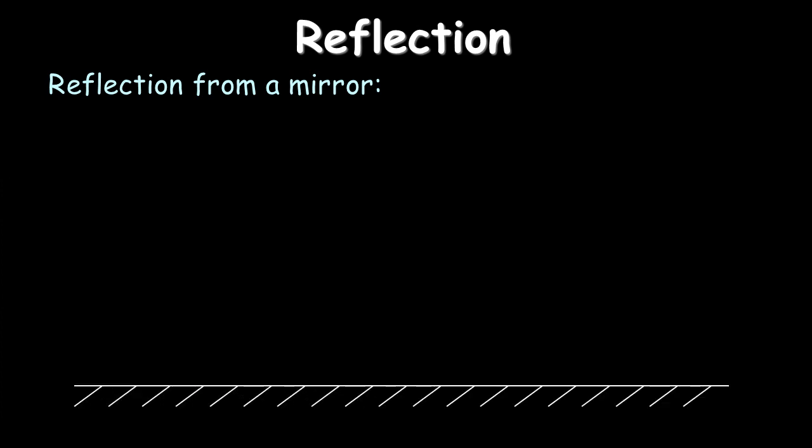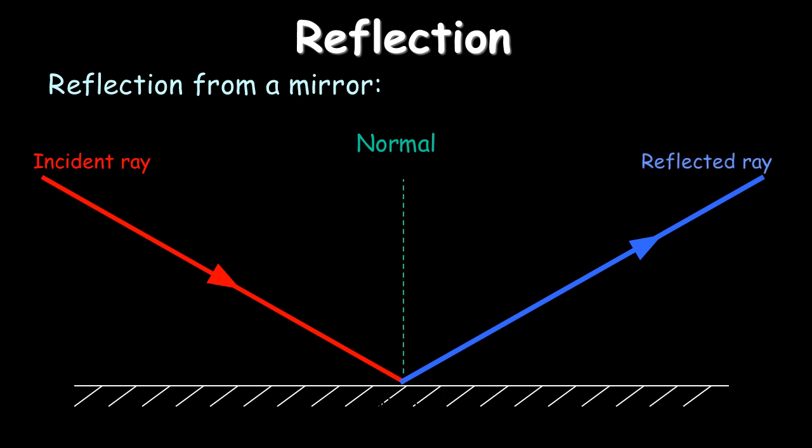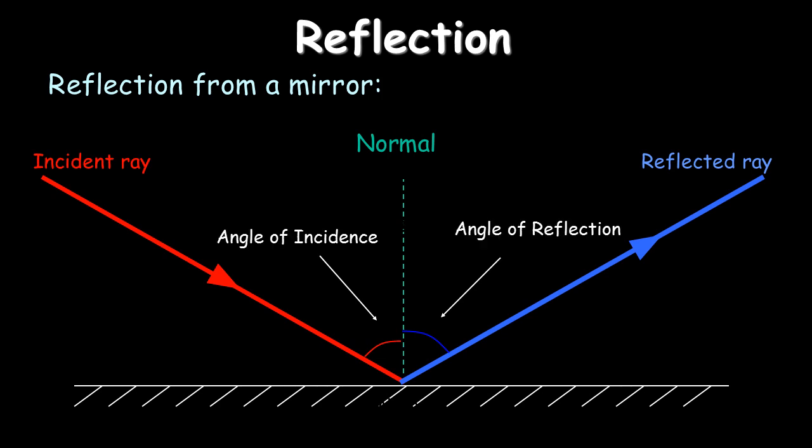When a light ray is coming and falling on an object, then the light ray is known as the incident ray. And when the light ray rebounds back from that medium, then it is known as the reflected ray. If we draw a perpendicular at the point of incidence, then that line is known as the normal. The angle between the incident ray and the normal is known as the angle of incidence, and the angle between the normal and the reflected ray is known as the angle of reflection.